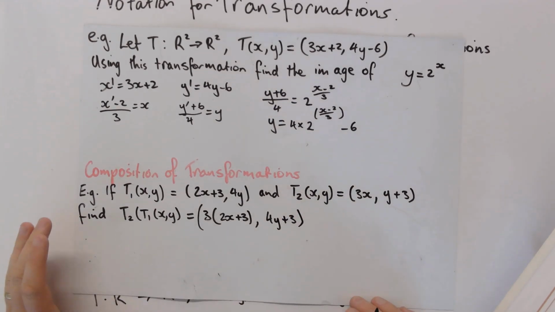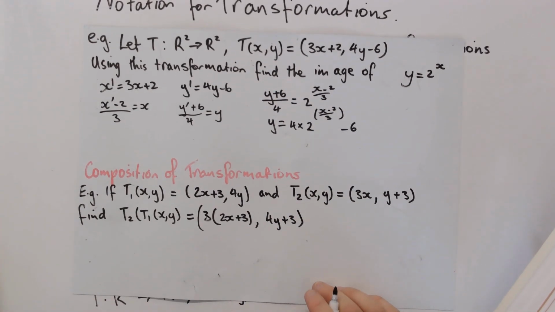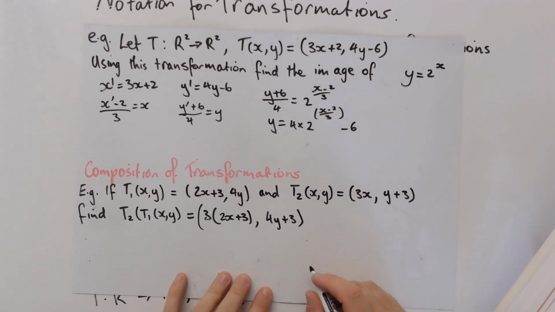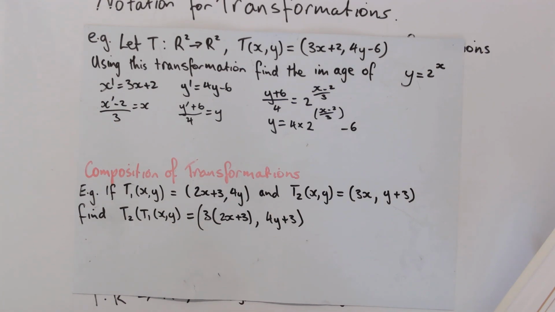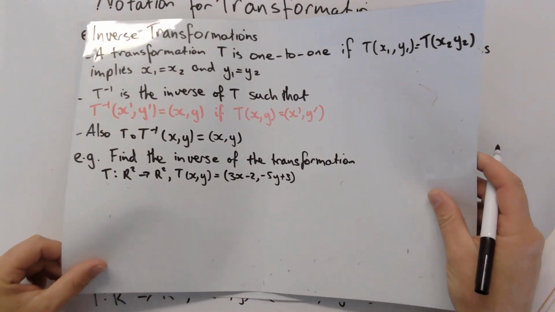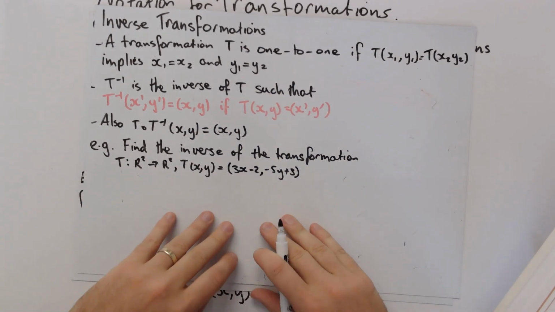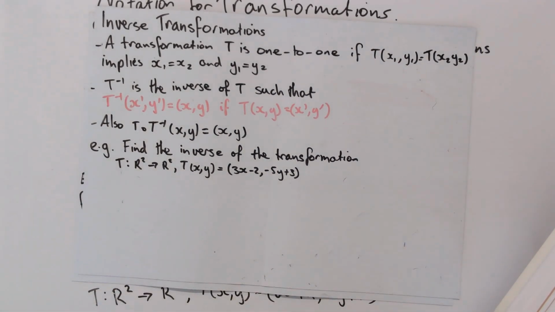So it's nothing crazy, this little part about composition of transformations. We can do them together, we're allowed to do them together. So you can transform and then transform again. It's basically all we're saying there. The next little bit we've got is about inverse transformations.